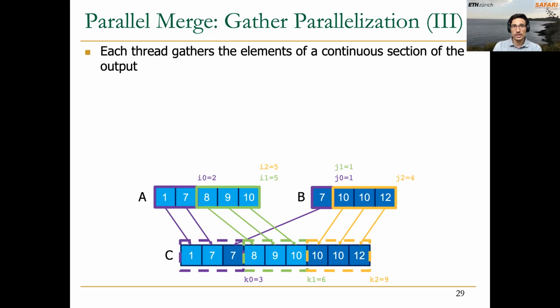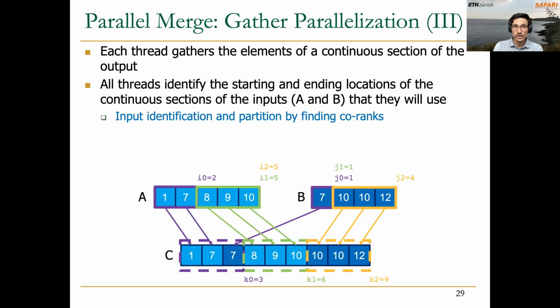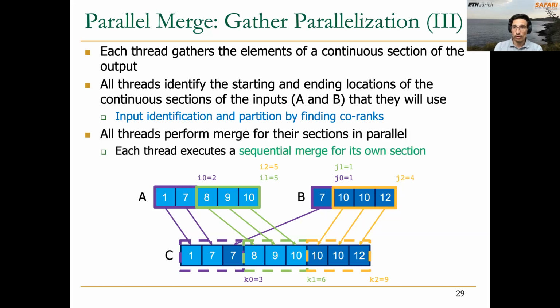So in our gather parallelization, each thread gathers the elements of a continuous section of the output. So all threads identify the starting and ending locations of the continuous sections of the inputs A and B that they will use. So we need to have an input identification and partition by finding the corankS. And all threads perform the merge for their sections in parallel. So each thread will execute the sequential merge in its own section. So now let's recap. Observe that we have assigned 3 different parts of the output array C to threads 0, 1, and 2.